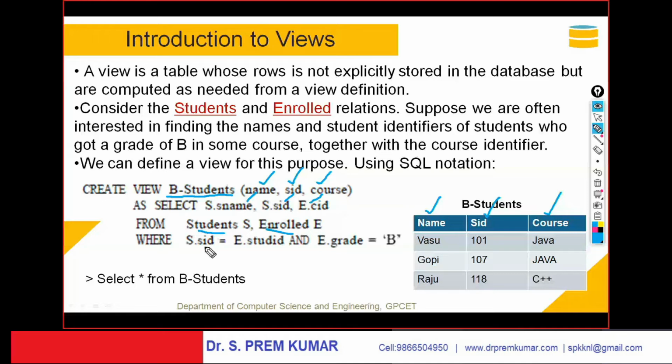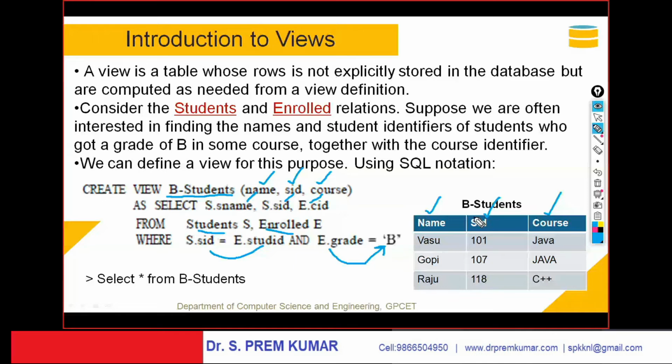Now a view got created like this. Vasu, his student number is 101. His course is Java. He is a student who got B grade. Gopi, his SID is 107 and his course is Java. In Java he got B grade. Razu, 118, his course is C++ and he got B grade. In this view, these are all the students who are grade B students.